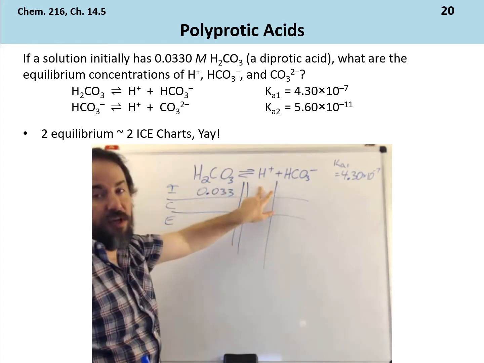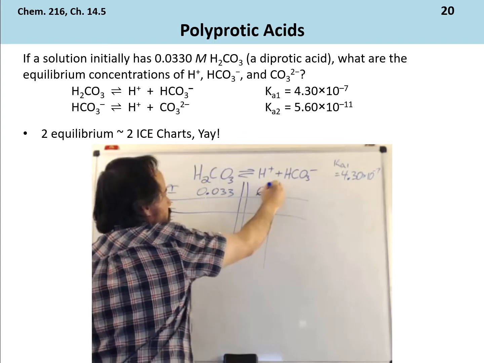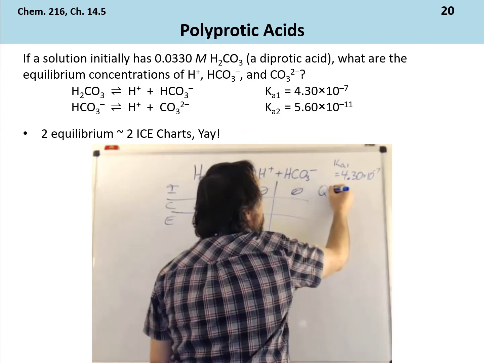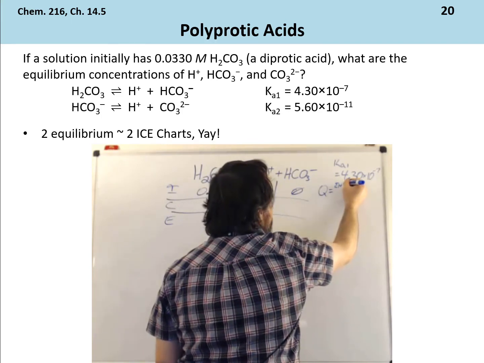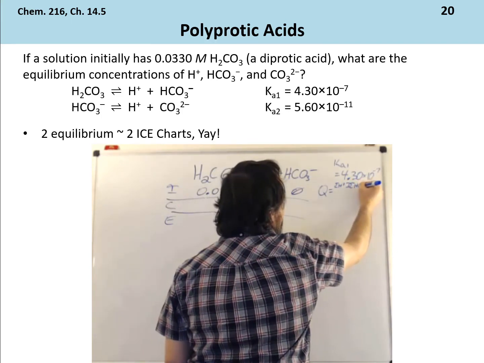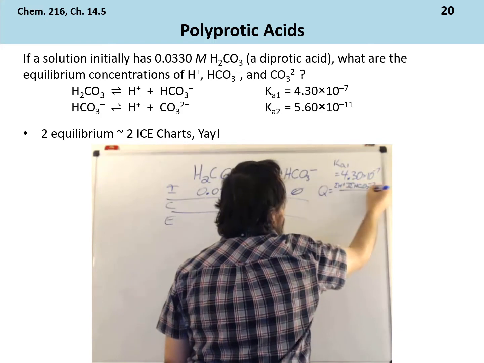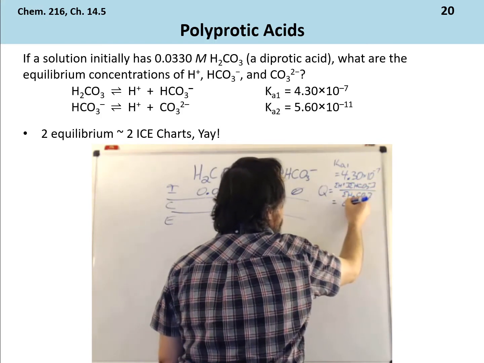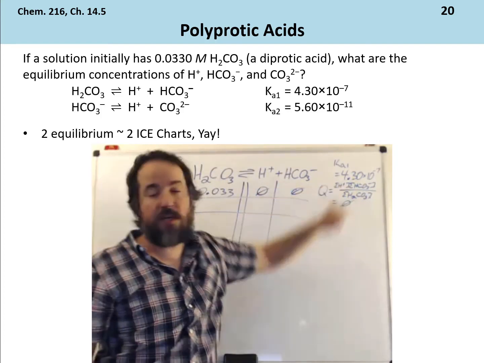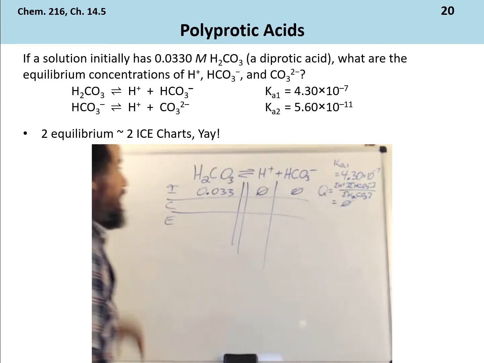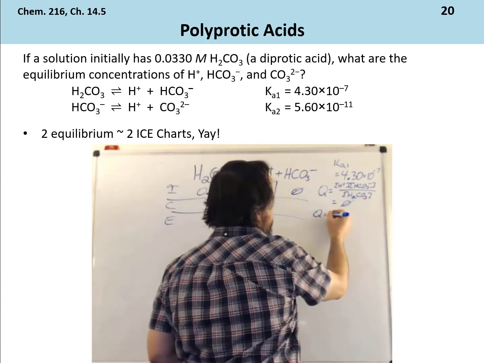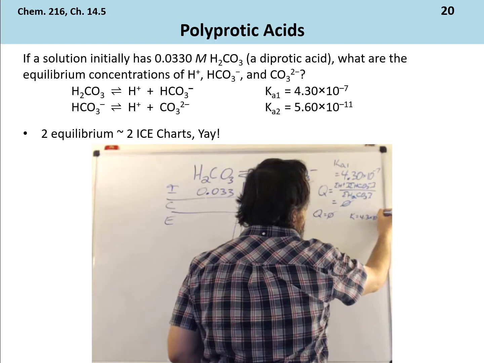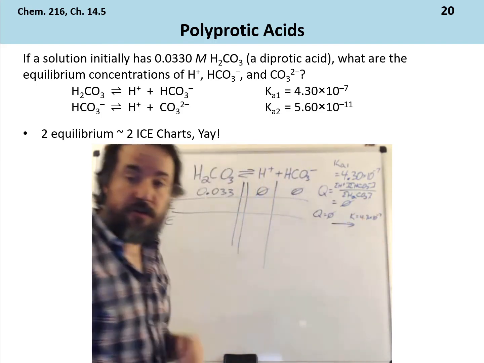Now, initially I have some H+, but we're going to assume it's very small, and we have no HCO3-. So my Q is going to be H+ times HCO3- over H2CO3. So that's just going to give me 0. Why? Because I have 0 times 0 on the top. All right, so if my Q is 0, and my K is 4.3 times 10 to the minus 7, that means it's going to shift towards the right.